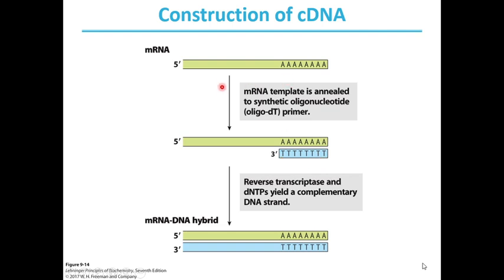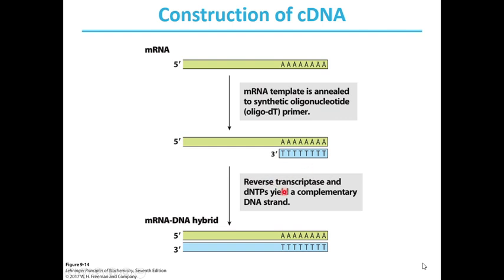The reason is that mRNA has a poly-A tail. So this primer would anneal to the poly-A tail once the temperature is decreased, or at a specific temperature for annealing of this primer to this mRNA.